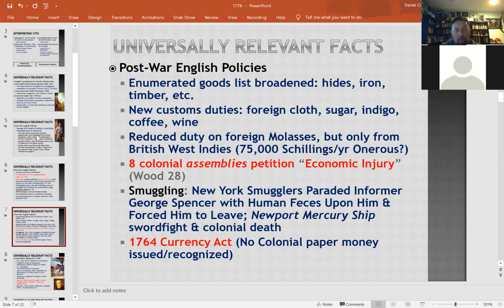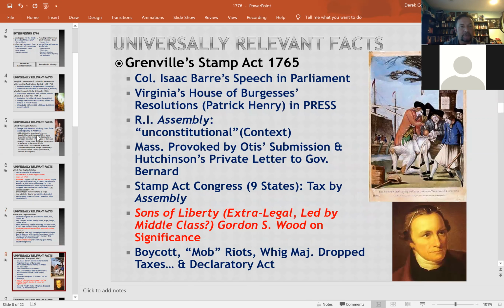And then in 1764, the Currency Act contended that the American colonies could not help debtors out by simply printing colonial paper. So lots of economics involved as well. Colonel Isaac Barr gave a speech back in Parliament, and he contended, right, that Americans did not see things the way the parliamentary reps were articulating them when they had the floor in Parliament and were issuing the Sugar Act and these other acts.